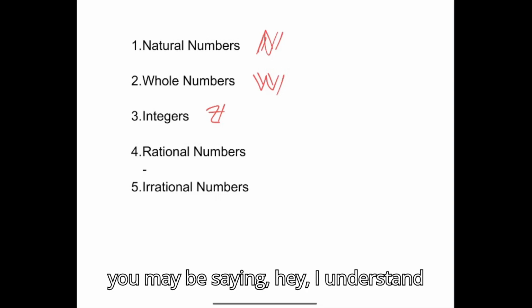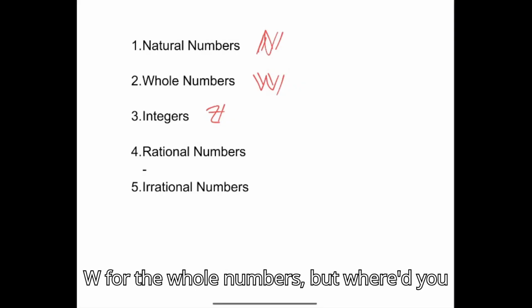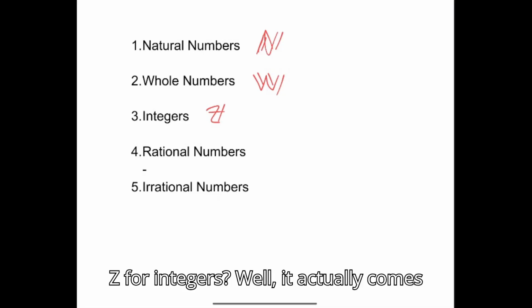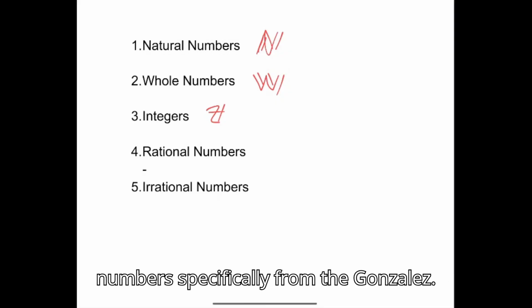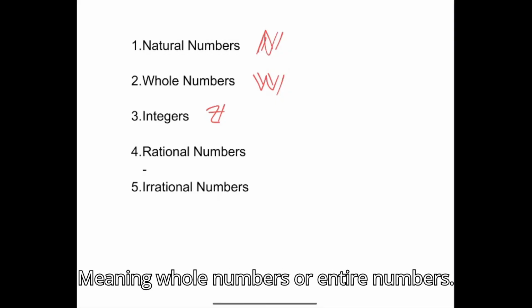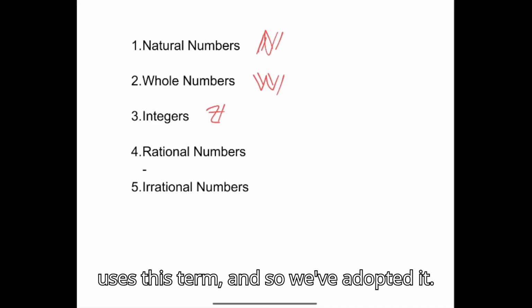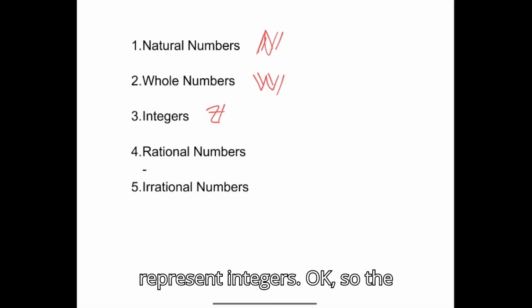And so you may be saying, hey, I understand where you got N for the natural numbers, W for the whole numbers, but where'd you get Z? Why do we use the Z for integers? Well, it actually comes from the German word Zahlen, which means numbers, specifically from ganze Zahlen, meaning whole numbers or entire numbers. German mathematicians used this term, and so we've adopted it to represent integers.